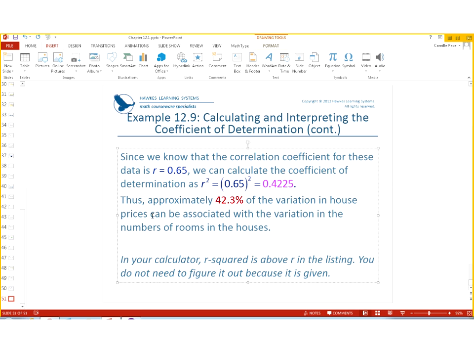So remember, what this is saying is that 42% of the variation in house prices, which was the Y, can be associated with the variation of the number of rooms in the house, which is X. So again, all you're doing is looking at X and Y and their relationship.